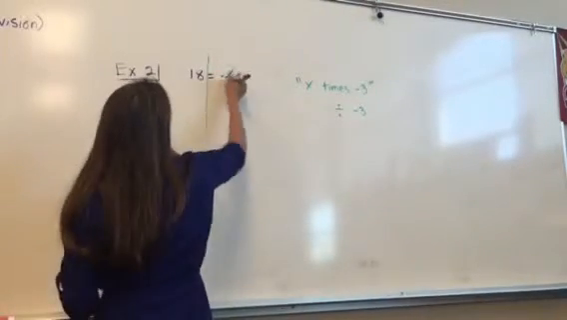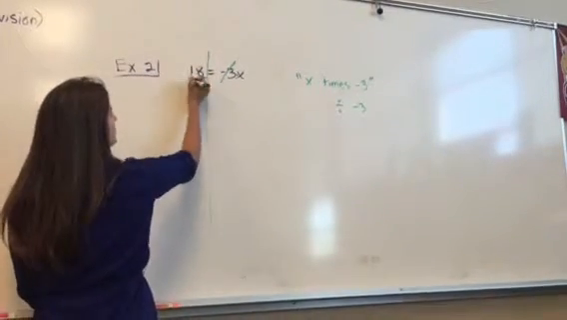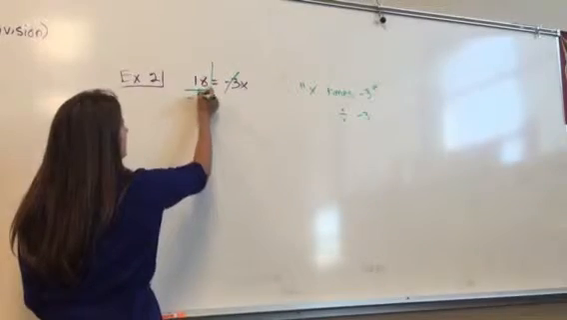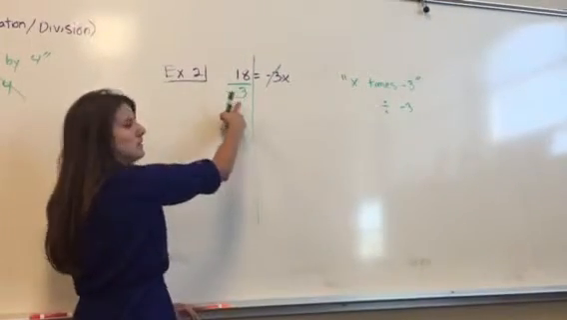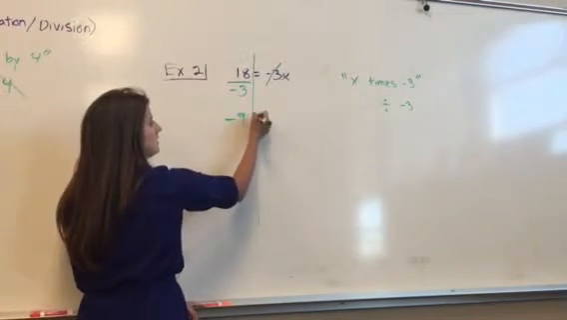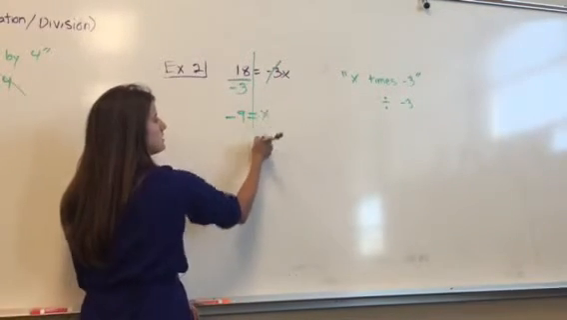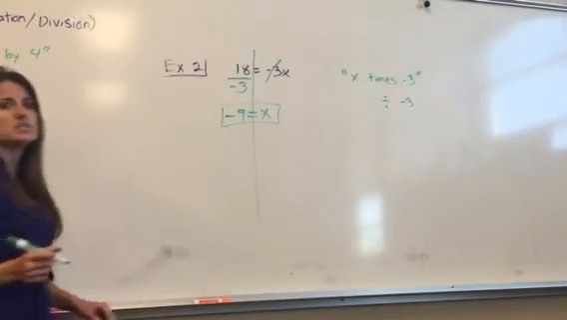In this case, I can cancel out my negative 3 because I'm going to divide by negative 3. Remember, the bar is the same thing as division. So 18 divided by negative 3 will give you negative 9, and then I'm left with x. So my final answer is x equals negative 9.